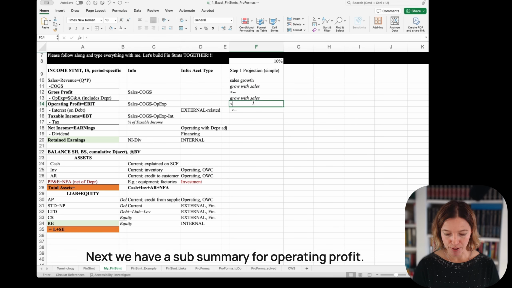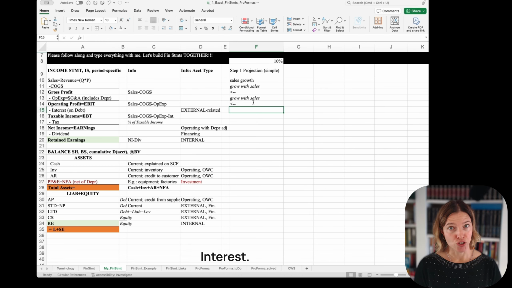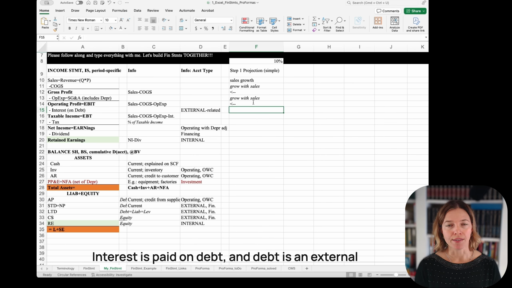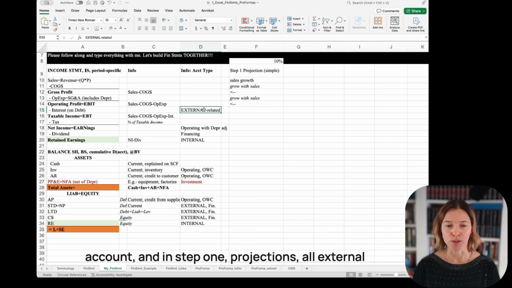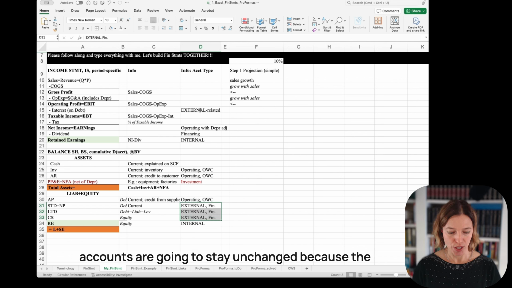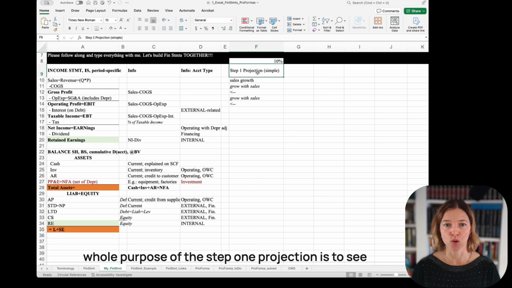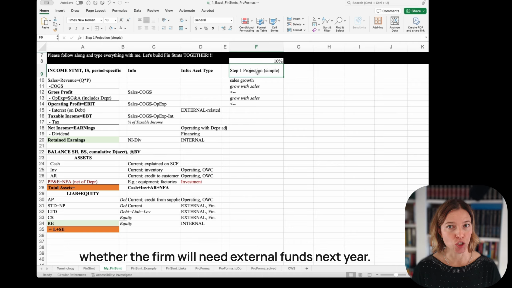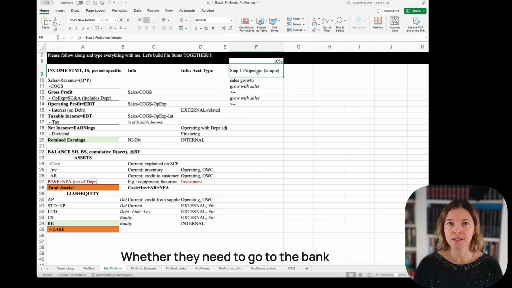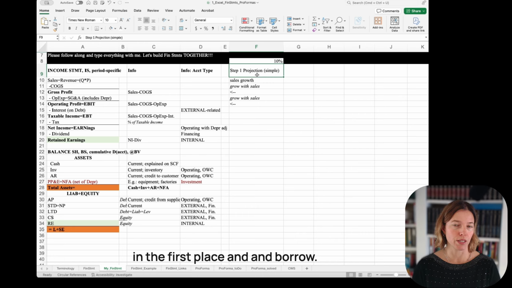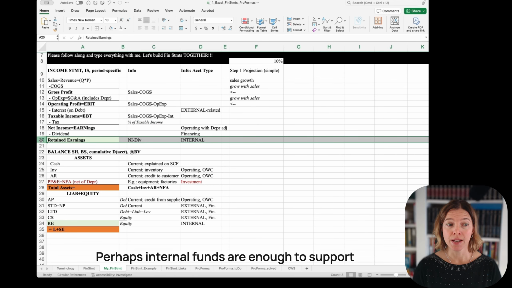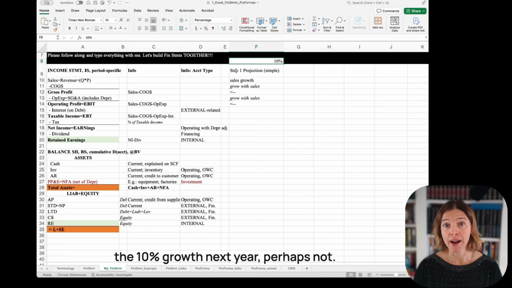Next, we have a sub-summary for operating profit. Interest. Interest is paid on debt, and debt is an external account. And in step one projections, all external accounts are going to stay unchanged because the whole purpose of the step one projection is to see whether the firm will need external funds next year, whether they need to go to the bank in the first place and borrow.